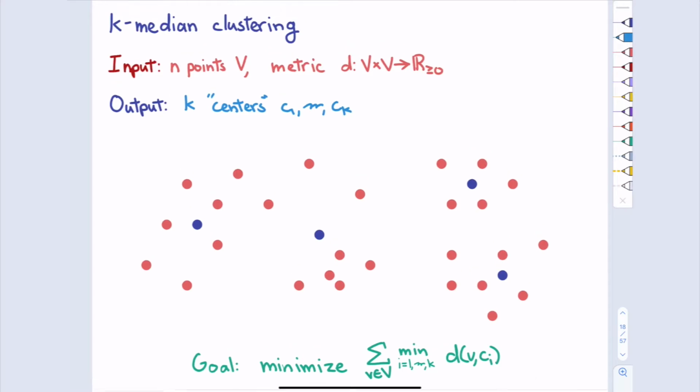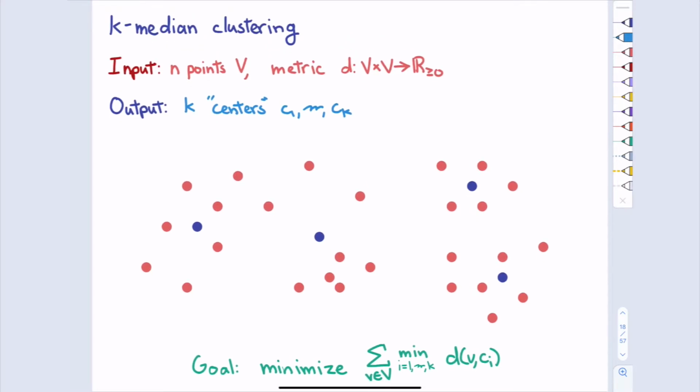All right, so formally, the input just consists of a metric and a parameter k, and you want to choose k centers. And there are different ways to define a cost. This is what's called the k-median problem, where our cost function is summing over all the points the distance from that point to the closest center. You want to minimize this. Okay, so that's the second problem.